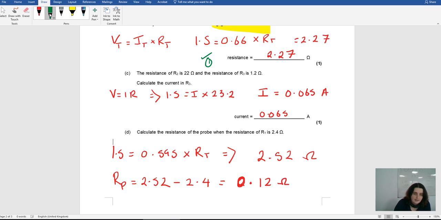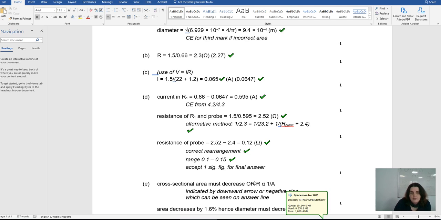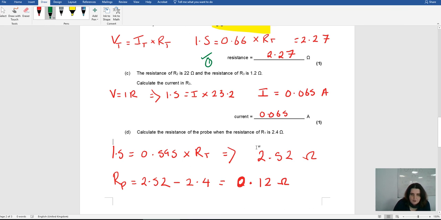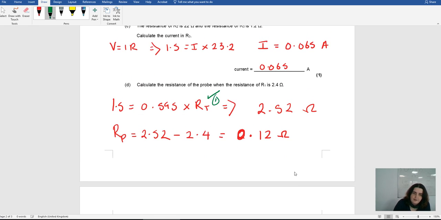ohms. So I'm going to look at the mark scheme here. You get 1 mark for working out the current, and then 1 mark here for working out the total resistance, and the resistance of the probe, of course, is 0.12. It says 3 mark question, which is quite generous. 1 mark for working out the current here, 1 mark for working out the total resistance, and 1 mark for working out the resistance here. This was only 1, by the way.